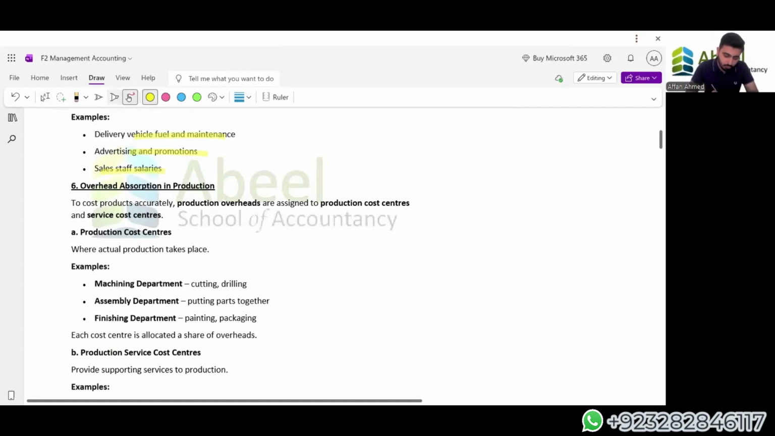So here, to cost products accurately, production overheads are assigned to production cost centers and service centers. Production cost centers are where actual production takes place, such as the machining department, assembly department, finishing department. Each cost center is allocated a particular share of the overheads. That means at the end of the day, they are going to have some overhead or fixed cost per unit applied. As the number of units increases, the fixed cost per unit will decrease. So it can be easily allocated per product, right?